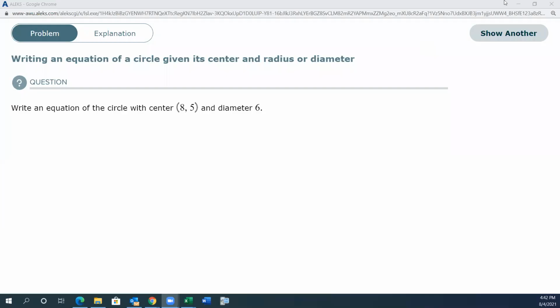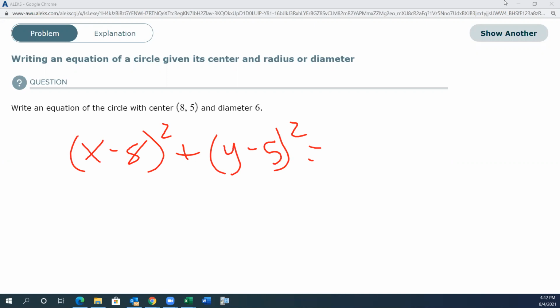Okay, now we're back to something that doesn't take nearly as much time to do. Write an equation of the circle with center 8, 5. So it would be x minus 8 squared and y minus 5 squared with a diameter of 6. Well, the diameter of 6 means that the radius is 3, right? So we're going to get 3 squared or 9. You can do 3 squared or you can do 9, either way.